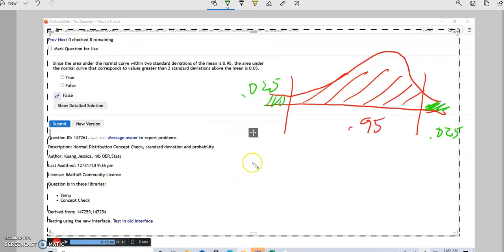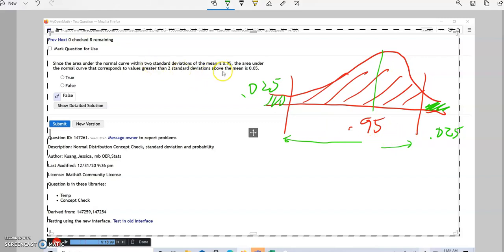Well, I spoke too soon. Here's a false one. Since the area under a normal curve within two standard deviations from the mean, so again, here's the mean right in the middle, within 2 standard deviations, which means 2 higher goes here and 2 lower goes here. And remember from the empirical rule way back in, I think, chapter 2, 95% fall within 2 standard deviations of the mean.